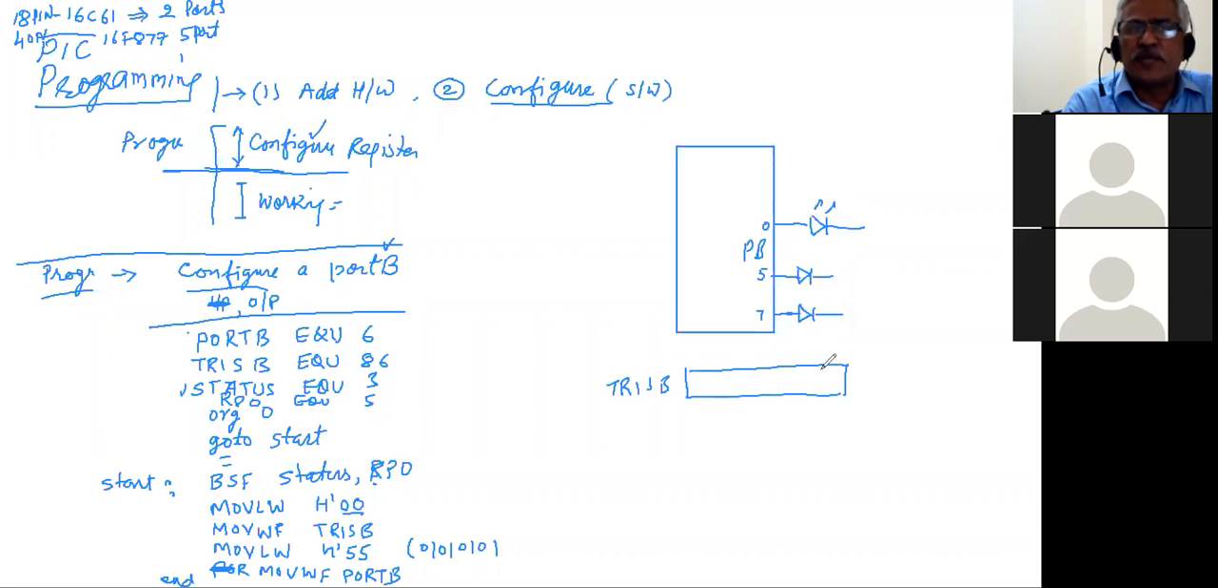Port 0 I want to make output. 1, 2, 3, 4 can be anything, I am not bothered about it, 1, 2, 3, 4, but 5 is output. I am not bothered about 6, and 7 is output. So you would have written in the TRIS B here move a literal into the accumulator. You could also write directly into TRIS, the work could be done in one line.